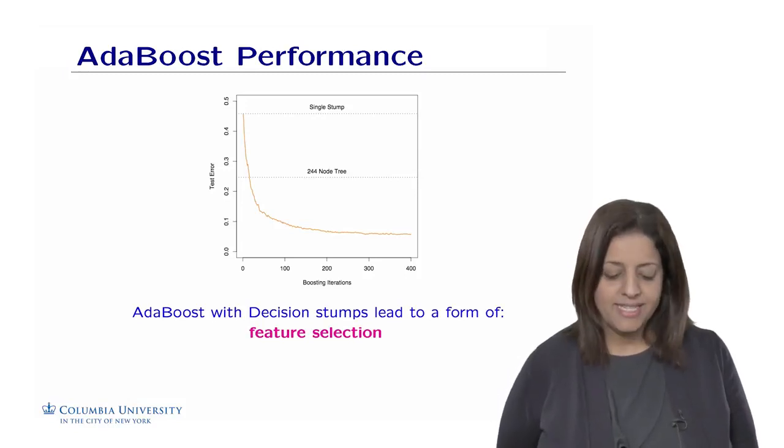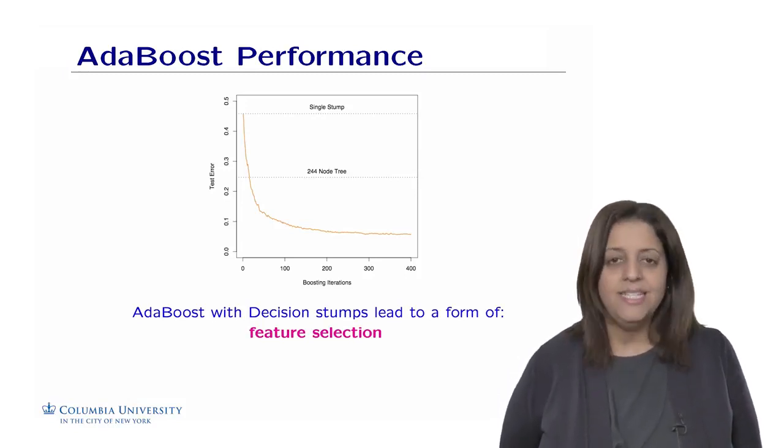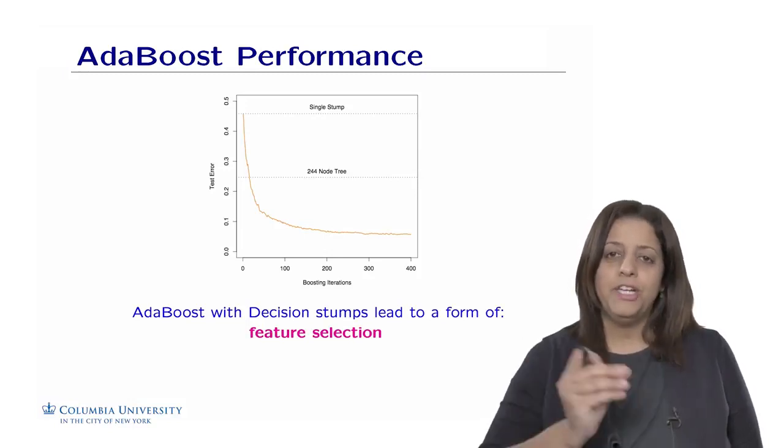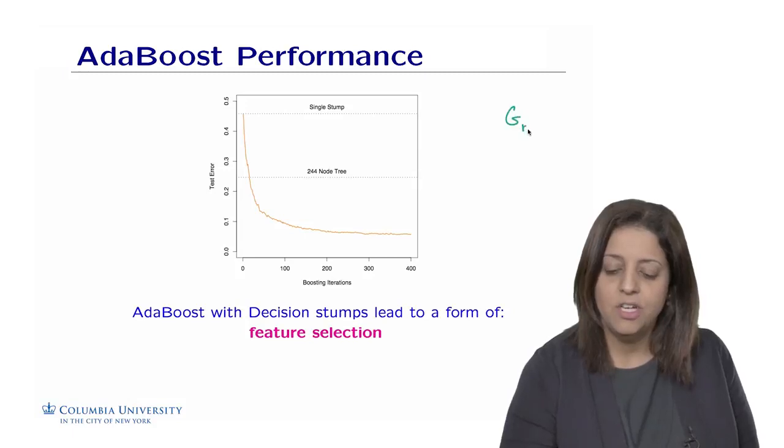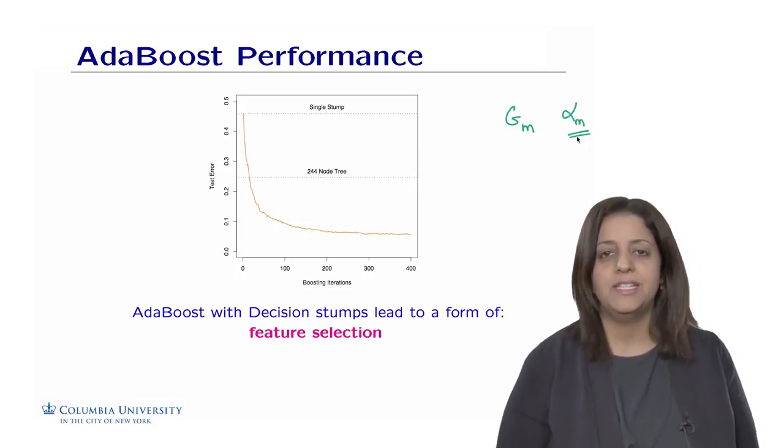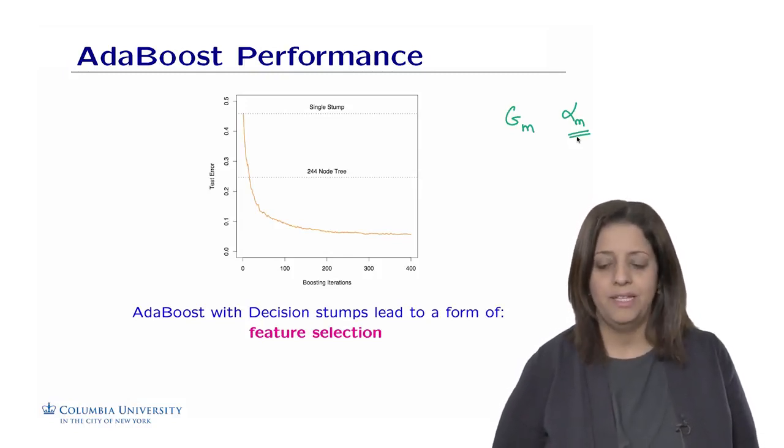Okay, so one of the interesting features of using boosting with decision stumps is that it can be seen as a feature selection algorithm. Why? Because for each of the classifiers g_m, we are getting an alpha_m that tells us how important this classifier is in the final answer, right, of making the decision.